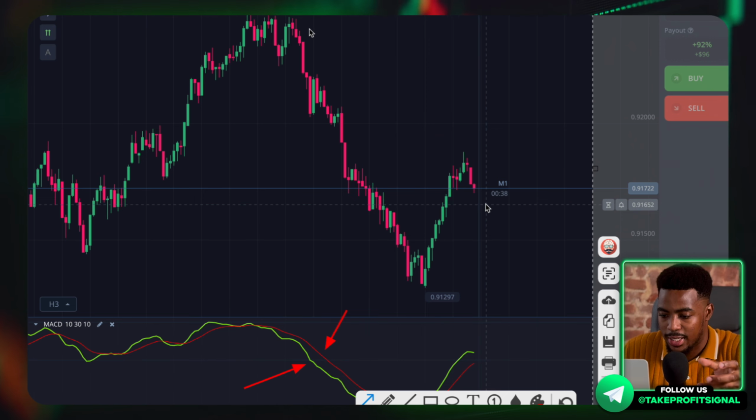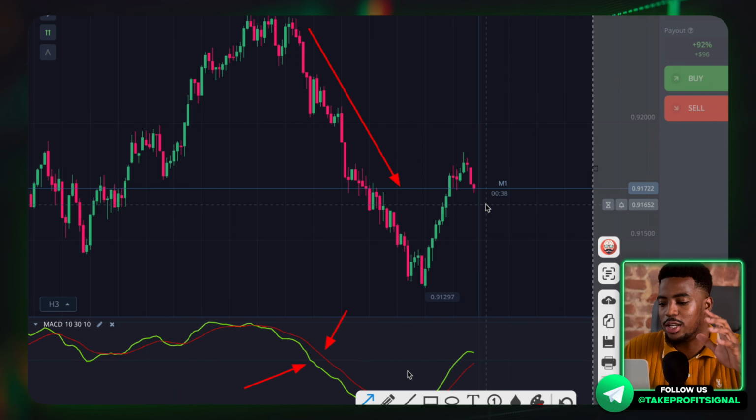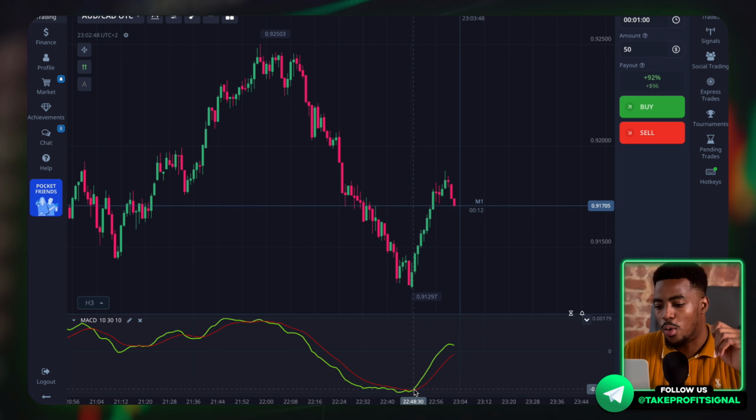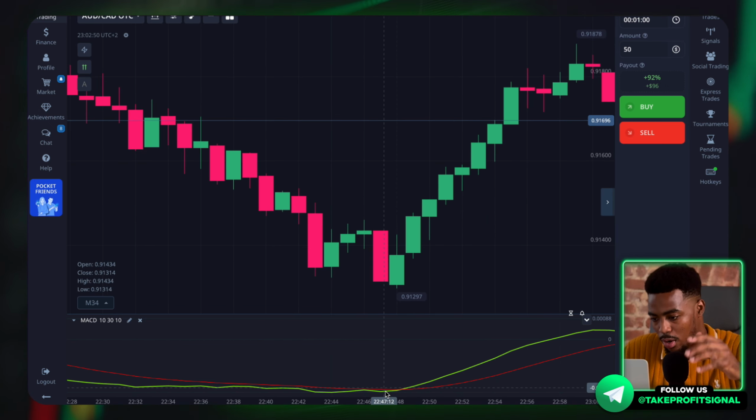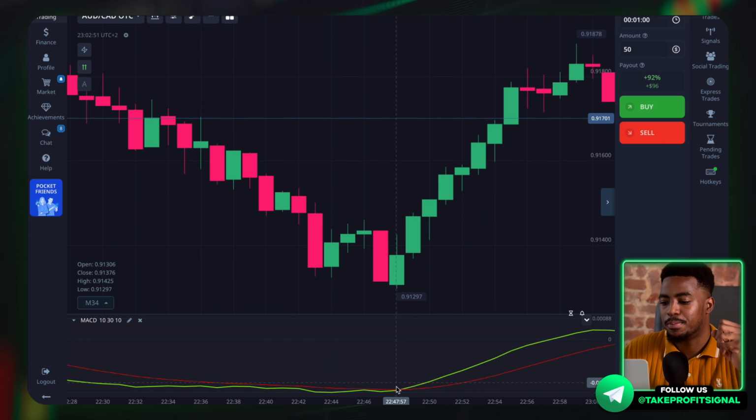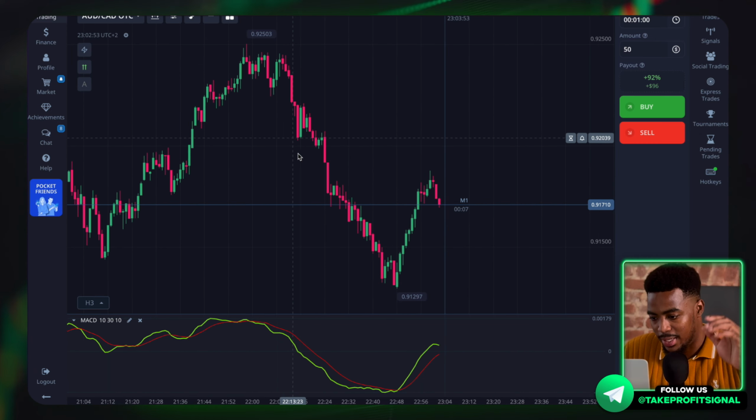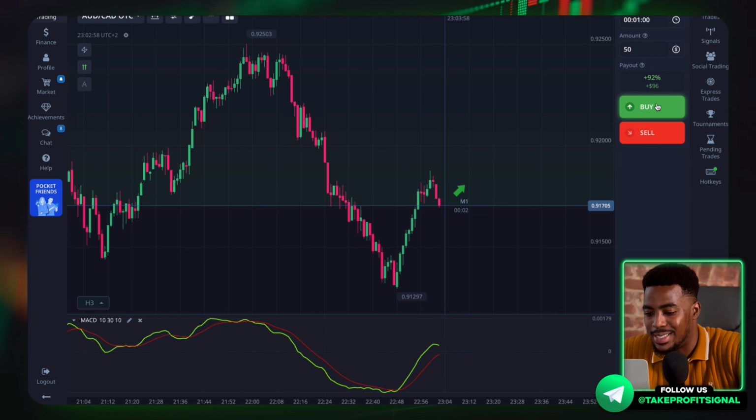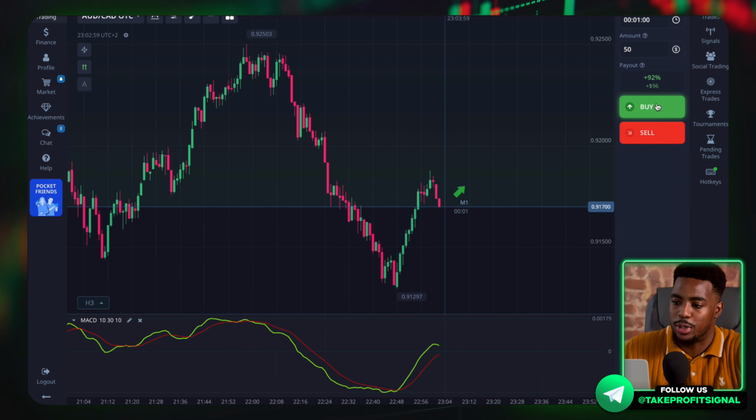When they intersect, we understand that there is a change in trend. Specifically at this point where the indicator lines crossed, we understand that the trend changed from descending to ascending. Therefore, our task is simply to join this trend. Let me open the first trade and you will see how easy it is.